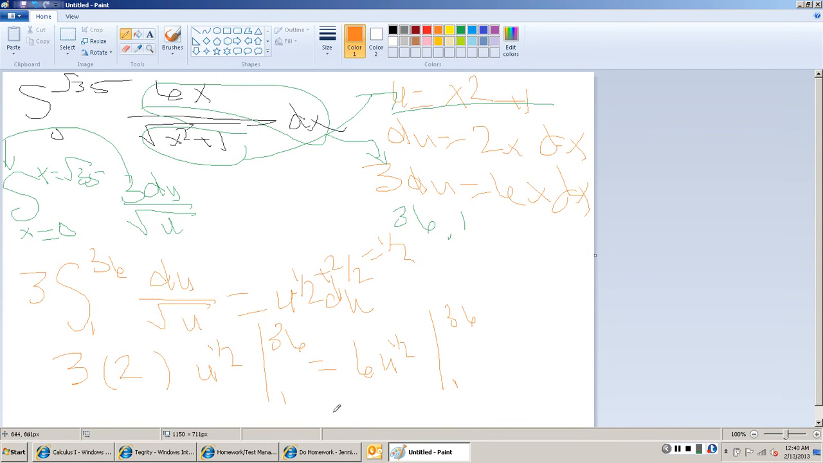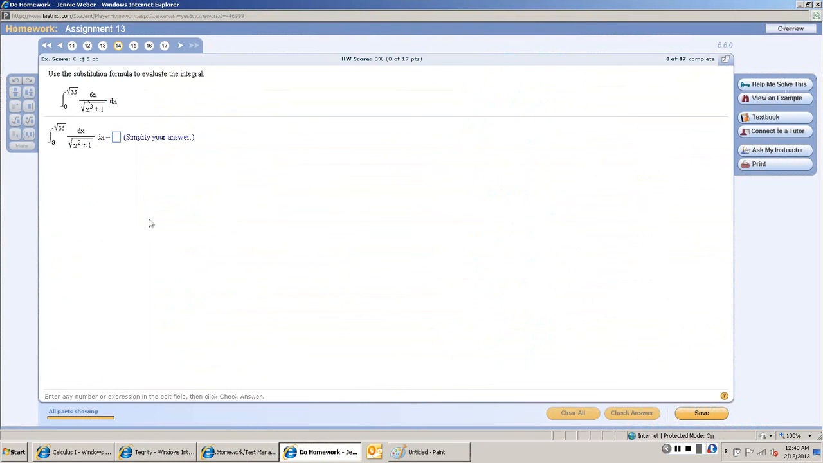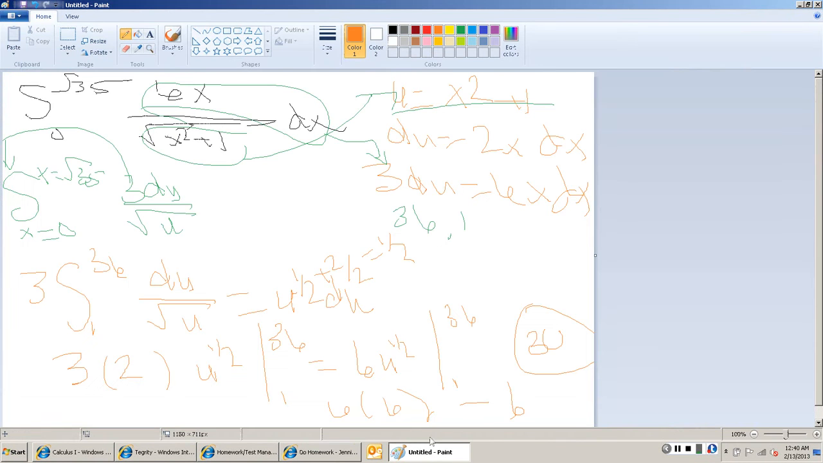So then I'm just going to plug this in. So 6, the square root of 36 is 6, minus, the square root of 1 is 1, 6. So 36 minus 6, 30. So my answer is 30. Let's go back here to the right thing, and I should be able to put in 30, and this should be my answer.